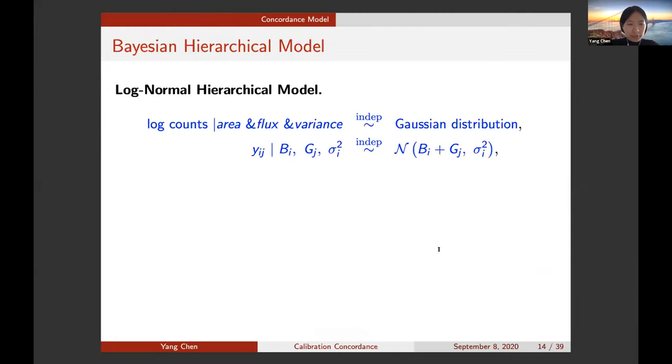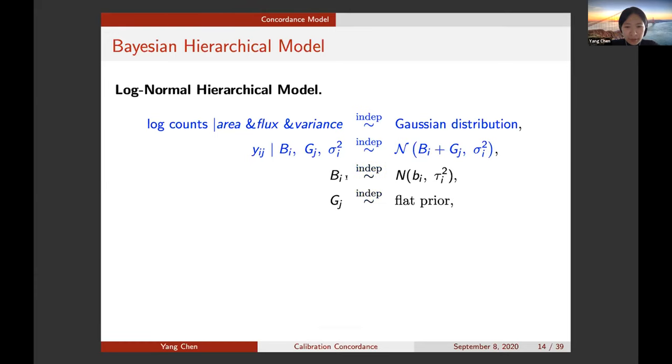So here I'll just give the Bayesian hierarchy model that we have. The first layer is the model that I just talked about, which is the Gaussian noise model. The logarithm of the counts, conditioning on the effective area and the flux and the variance parameter, are independently distributed as a Gaussian distribution with some variance.